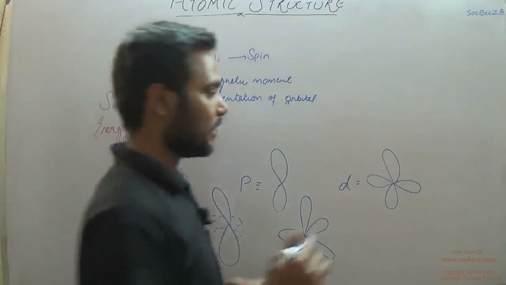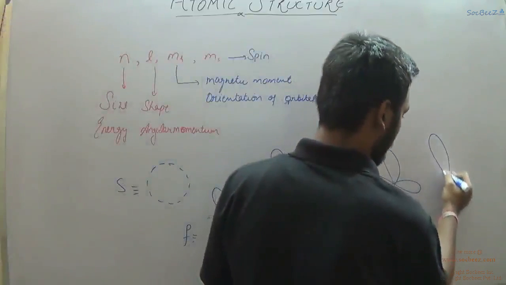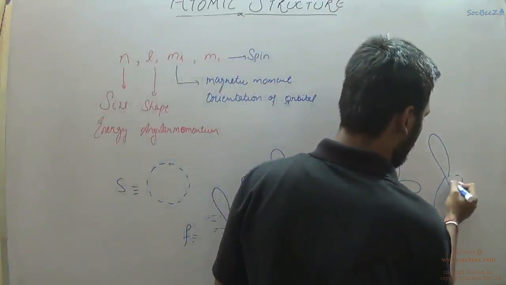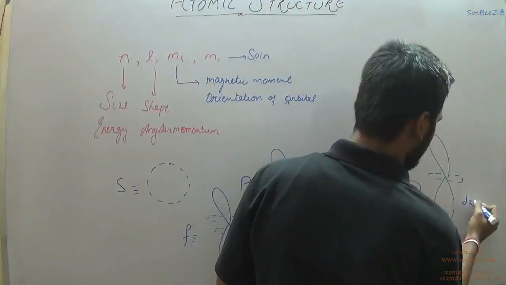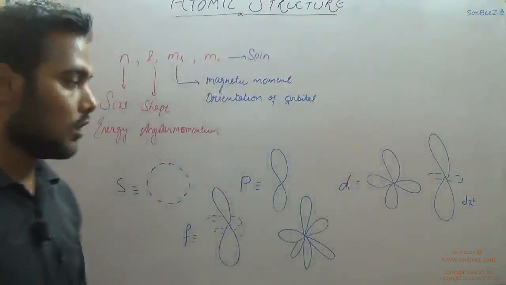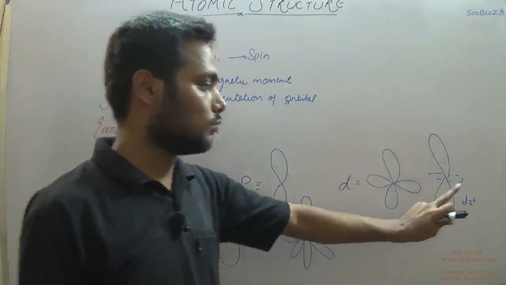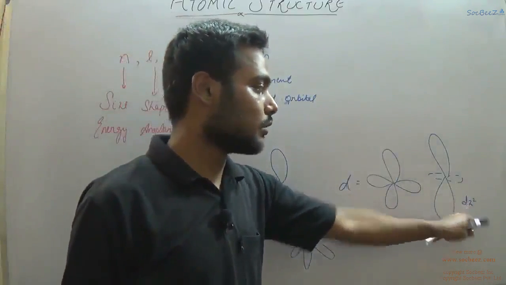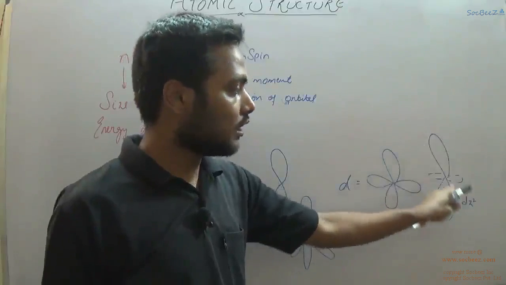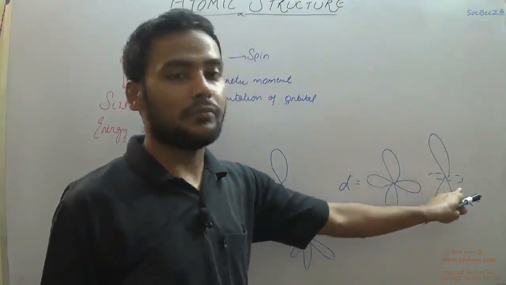One of the d orbitals has this type of shape. It has one ring over here. This orbital is dz square. All the d orbitals have this double lobe shape, but one orbital, the dz square orbital, has a single lobe shape with a ring in between.